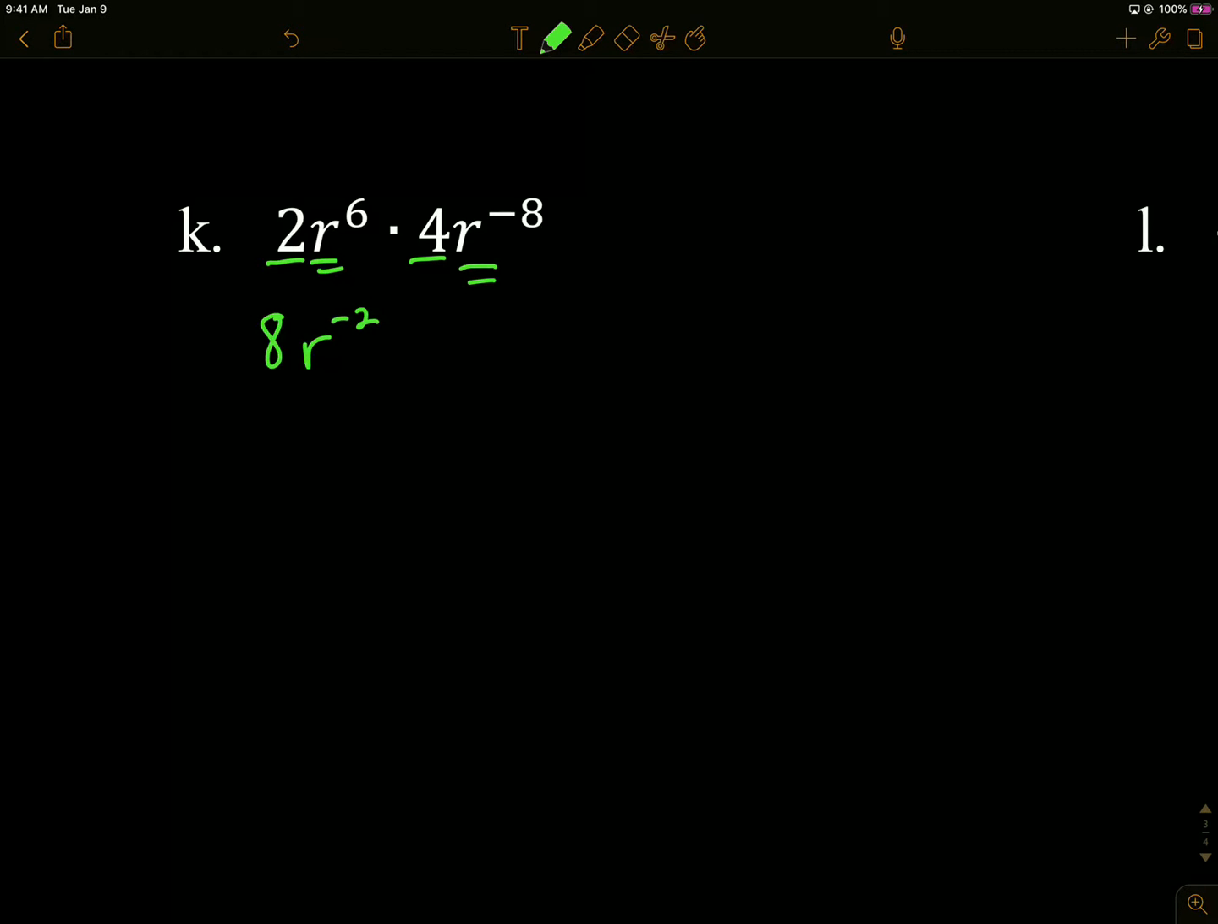How did I come up with that? When you multiply r's, you add the exponents. And 6 plus negative 8 is negative 2. I don't want to leave negative exponents in my answer, so you can think of this as like over 1. Whenever I have a negative exponent, I can move the base. Since the base is in the top, I can move it to the bottom, and then my exponent turns positive.